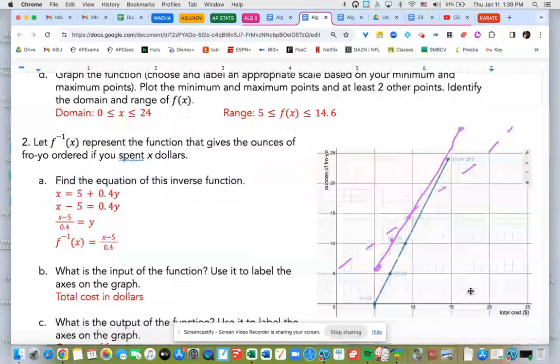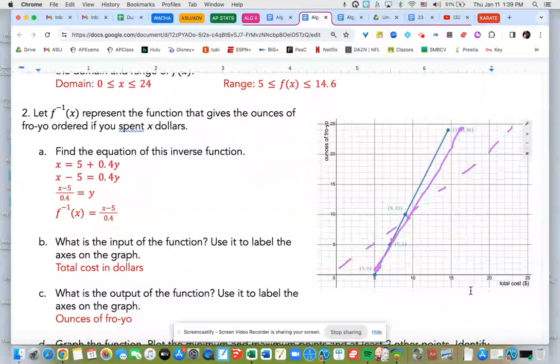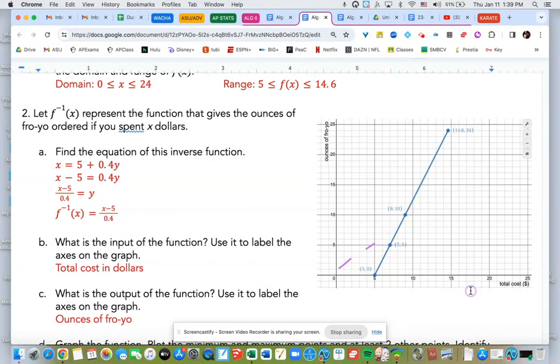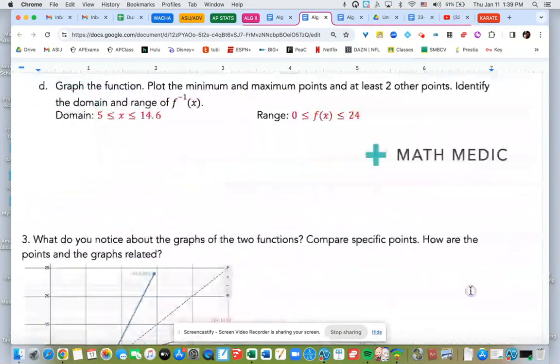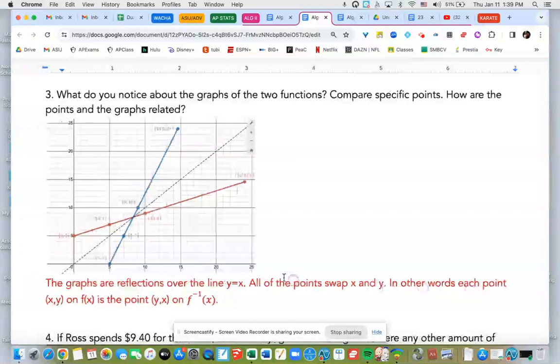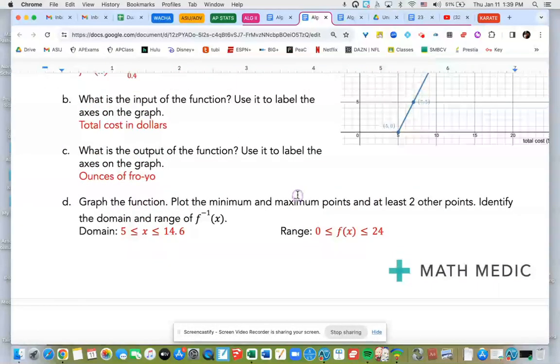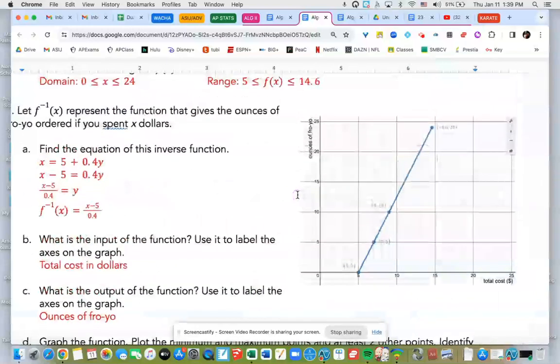This is the beauty of me writing on here. Do you see how that, oops, I was a little off, but that's kind of the right idea, right? It's just a reflection over that y equals x line. And I think they actually have a picture on the next page. Look at that. So we take our original, this red one, reflect it over the y equals x line, and you'll see how you get the blue line. All right. So that's our inverse function graphed out.